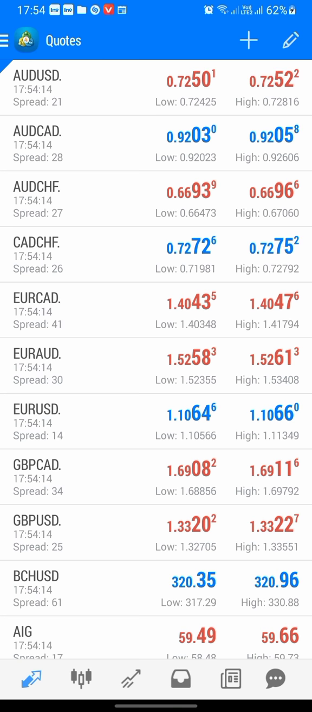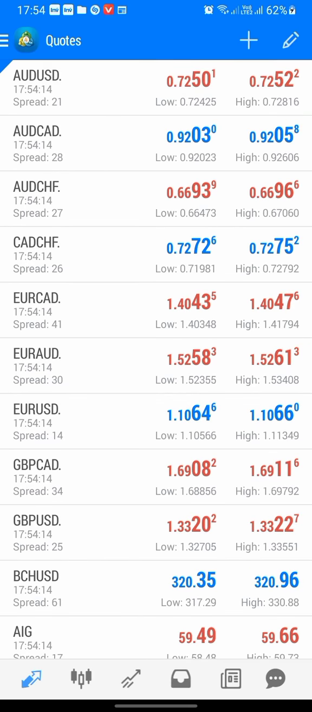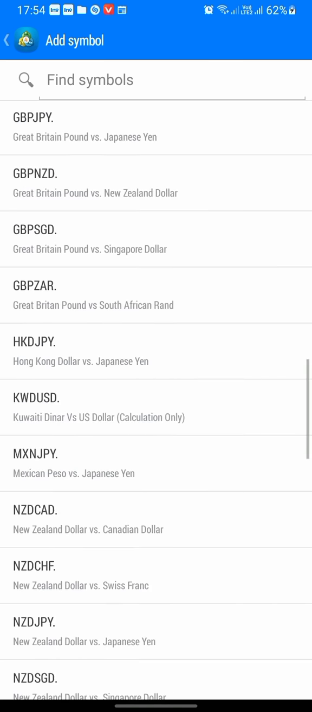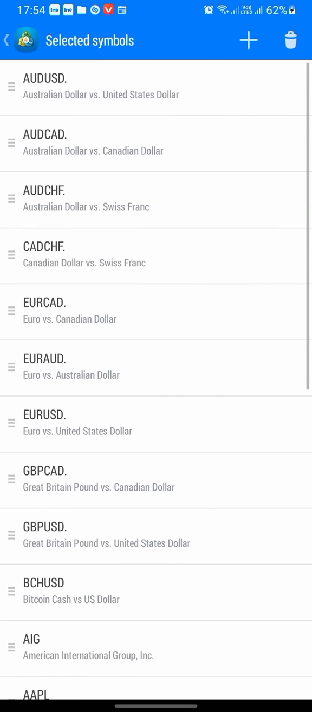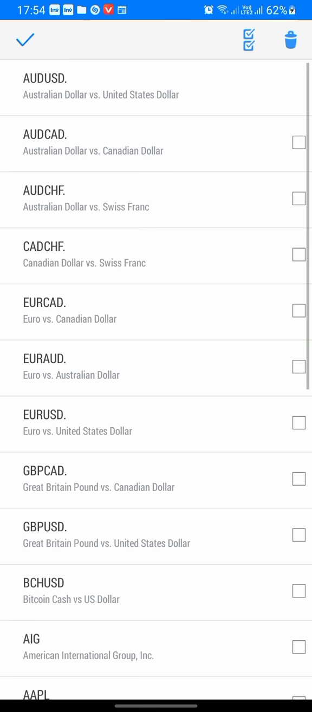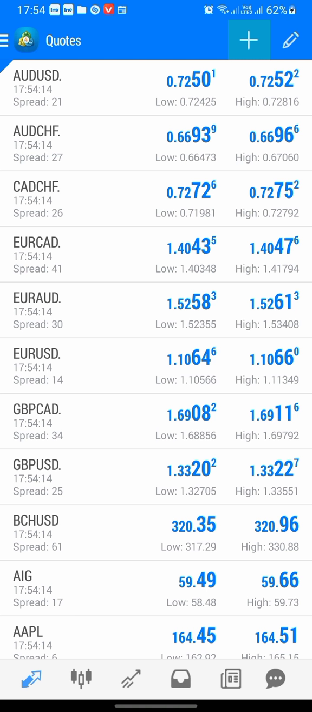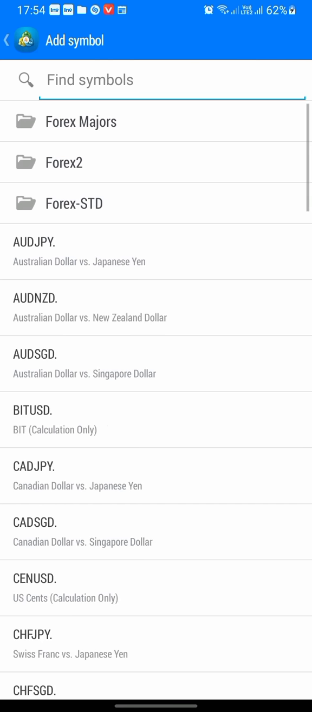You have your quotes where you see your currency pairs and indexes, and you have an add symbol. You choose whatever symbol you want to add, and you have a pencil. If you want to delete one, you can just click that, choose it, and hit the bin. Let's delete one, for instance, the AUD card. It's gone. You'll find it here. There it is. You know what I mean?